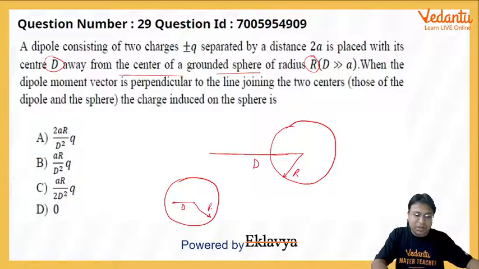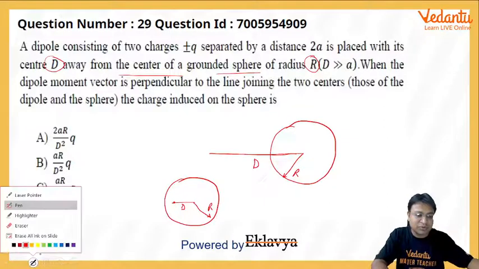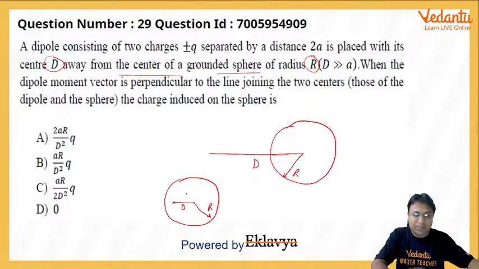Now it says that d is much greater than a. That means d is much greater than the distance between the two particles. And it also says that the dipole moment vector is perpendicular to the line joining the two centers. So dipole can be assumed to be kept like this, or it can be assumed to be kept like this. Okay, so now the question says the charge induced on the sphere is. Now consider this sphere to be Earth. And now we have to talk about the charge which is induced on the sphere.